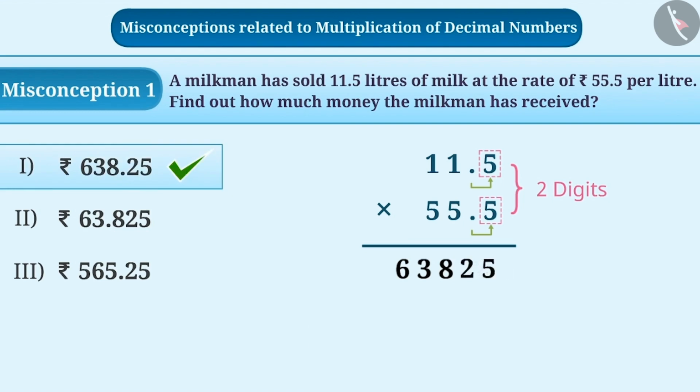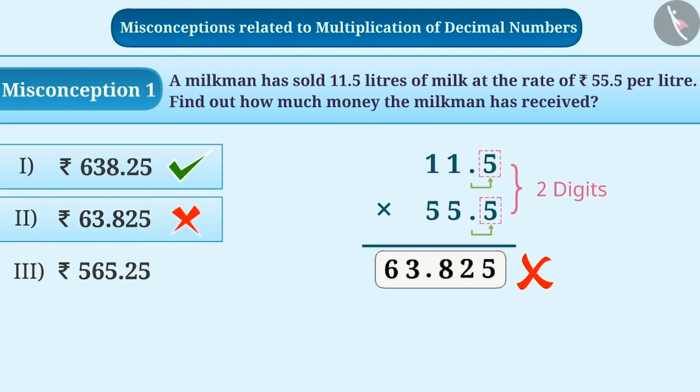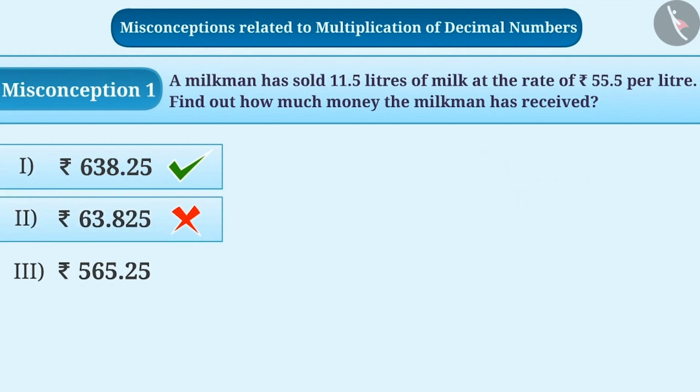While placing the decimal point, some students count the places from the left and not from the right. Therefore, they will get Rs 63.825 as the answer, which is an incorrect answer for 11.5 multiplied by 55.5. Hence, option 2 is an incorrect answer.